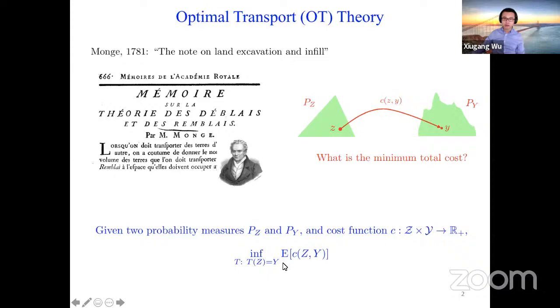While Monge's formulation looks quite nice and works well for this two piles of sand problem, it turns out that requiring Y to be a function of Z can be too restrictive in some cases. For example, when Pz and Py are both discrete probability measures, you may or may not be able to find a deterministic function T that maps Z into Y. So this is a very early appearance of optimal transport.